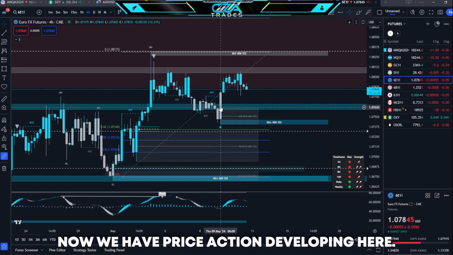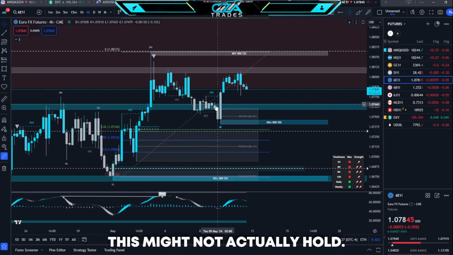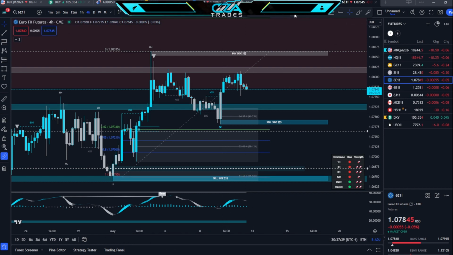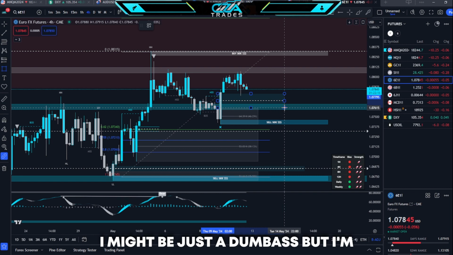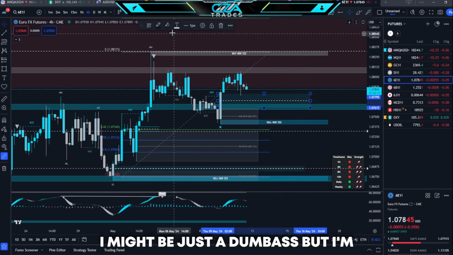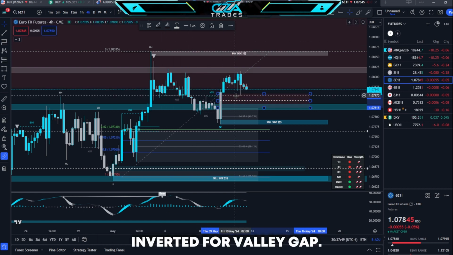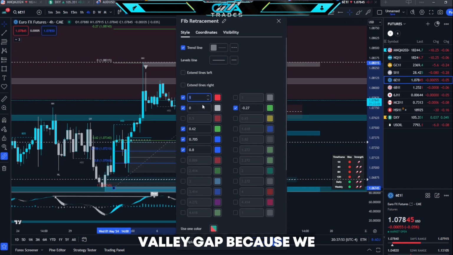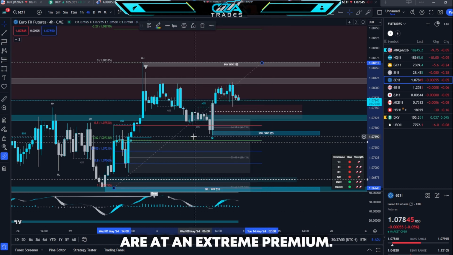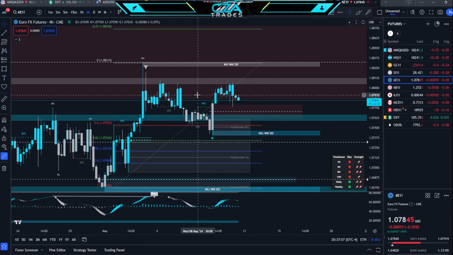Now we have price action developing here. This might not actually hold, so I will use this level. Check this out. I might be just a dumbass, but I'm expecting this to be an inverted fair value gap. Why? Why, Caesar? Why do you want an inverted fair value gap? Because we are at an extreme premium.